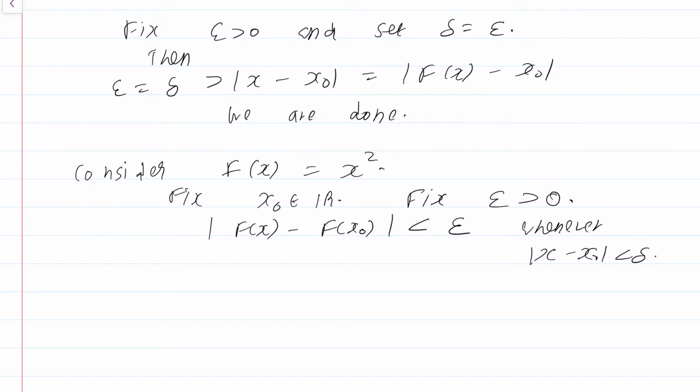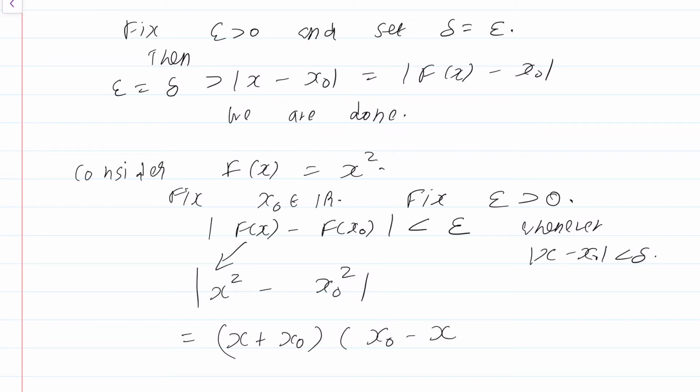Now how do we do this? Well, let's substitute what is happening. f of x is x squared and f of x naught is x naught squared. So we have to somehow find a delta such that mod x squared minus x naught squared will be less than epsilon. But x squared minus x naught squared, I can write as x plus x naught into x minus x naught, the modulus of this.